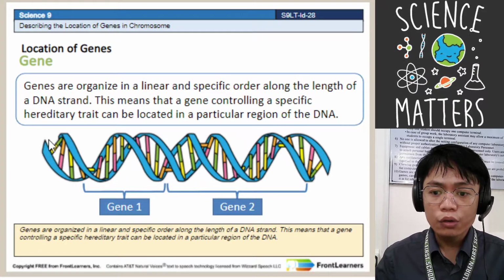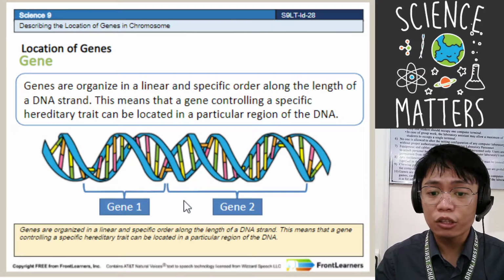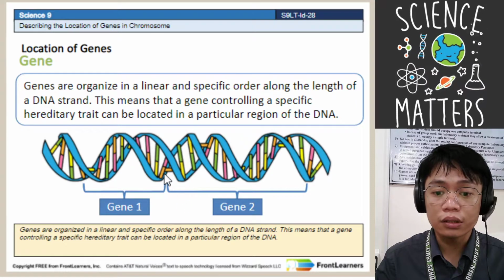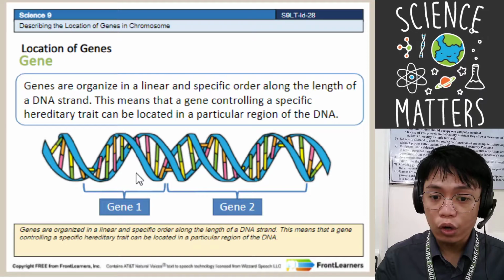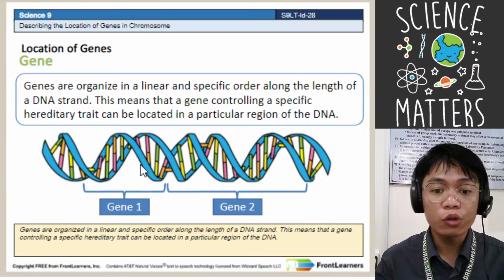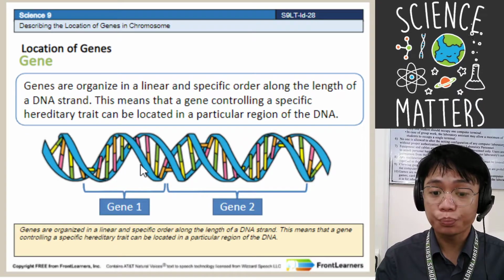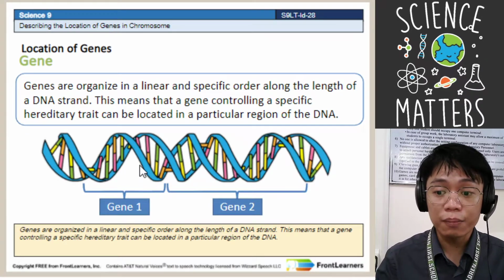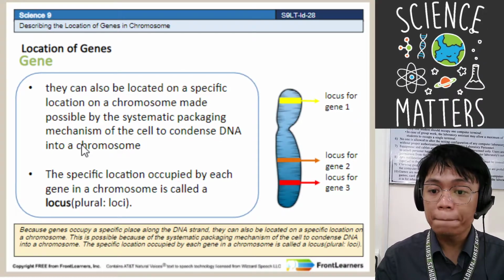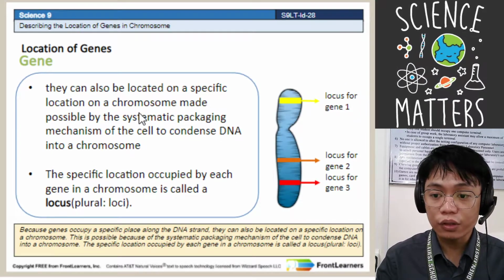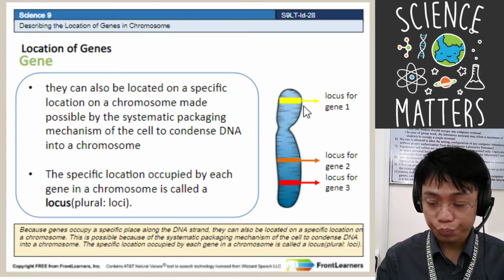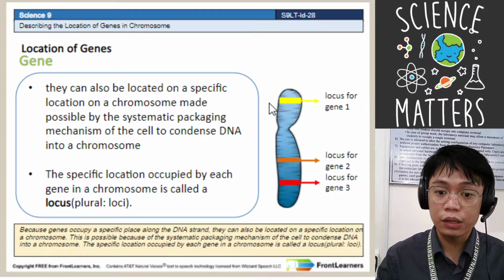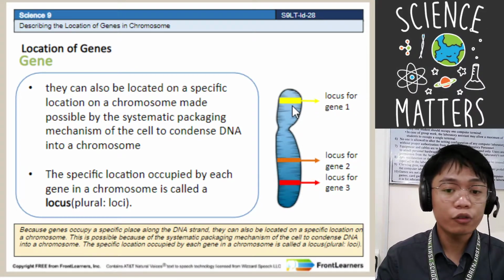Okay? So, dun sa genes, may mga specific nitrogenous bases na nag-e-encode sa general characteristic ng isang human. Kung halimbawa dito is may protein dito na nagsasabing ikaw ay maputi, maaaring later yung magiging anak mo ay maputi. Okay? So, to continue, they can also be located in the specific location of the chromosome made possible by the systematic packaging mechanism of the cell to condense DNA in a chromosome. So basically, locus is the location of genes. Okay? Loci is the plural form of locus.